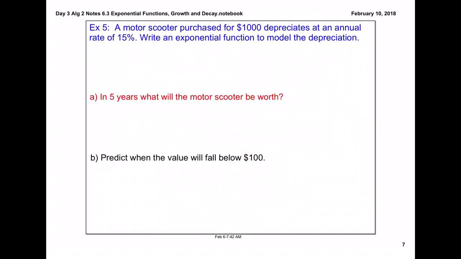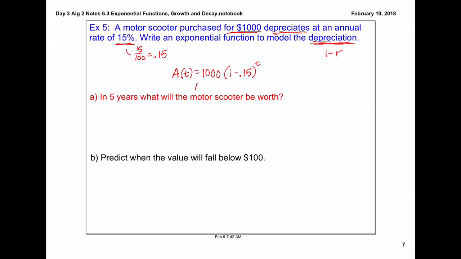Example number 5, a motor scooter purchased for $1,000 depreciates at an annual rate of 15%. Write an exponential function to model depreciation. So this time it's depreciating, so we want to use 1 minus r. We want to change our rate to a decimal, so we get 0.15. So we have A of t is equal to 1,000 times 1 minus 0.15 to the t power.